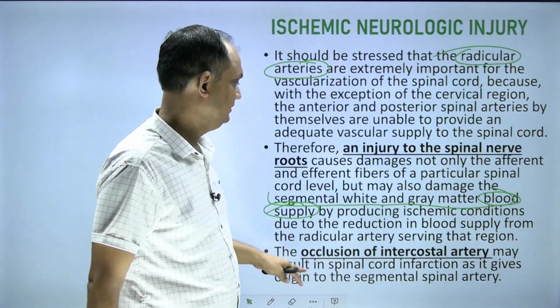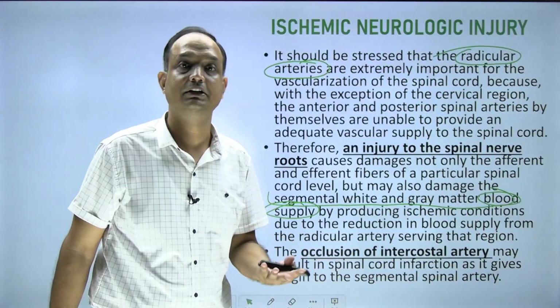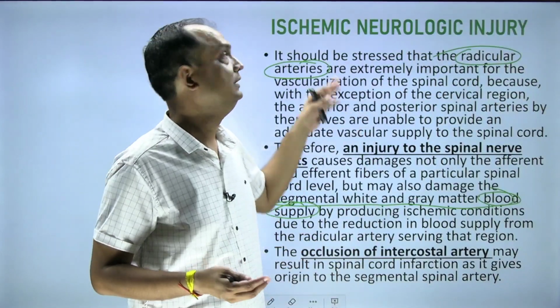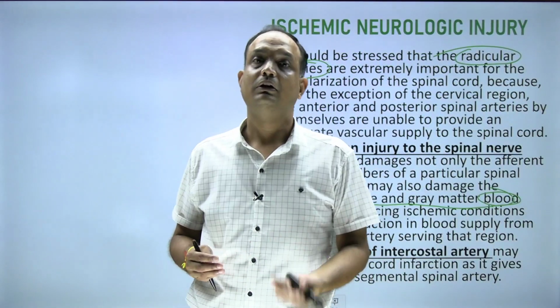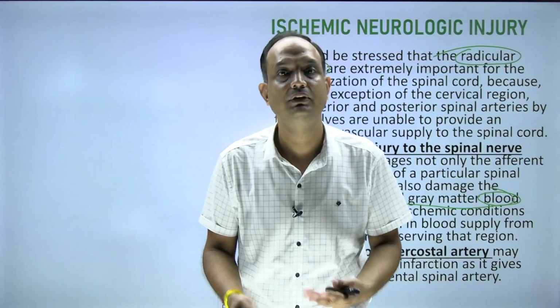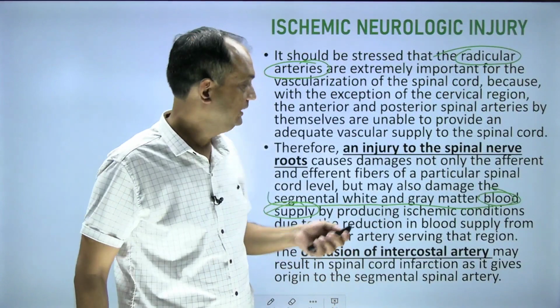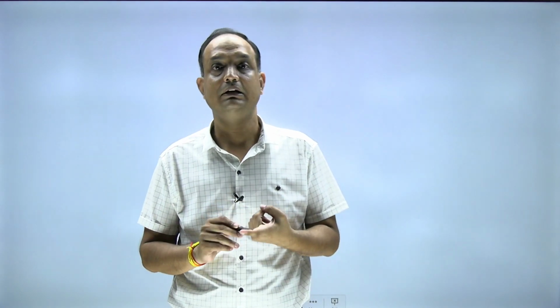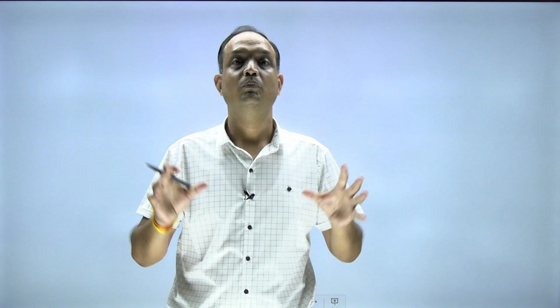Lastly, if there is occlusion of the arteries in the vicinity, for example of an intercostal artery, again what will happen? There is ischemic neurological injury of the spinal cord. Why? Because these arteries give origin to the segmental feeder arteries of the spinal cord. Clear? So at the end of this class, you should understand what is meant by the longitudinal channels, and what is meant by the radicular arteries and segmental arteries. The most important concept is that the anterior and posterior spinal arteries are not adequate to supply the whole length of the spinal cord.